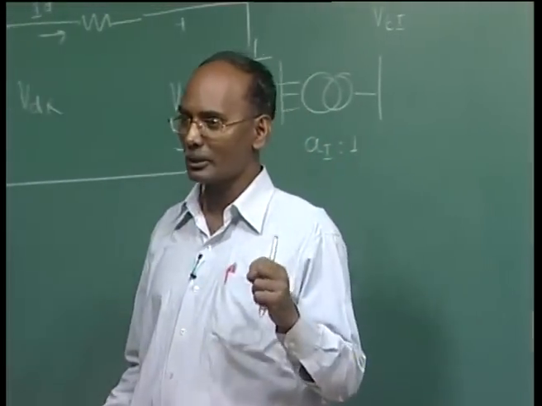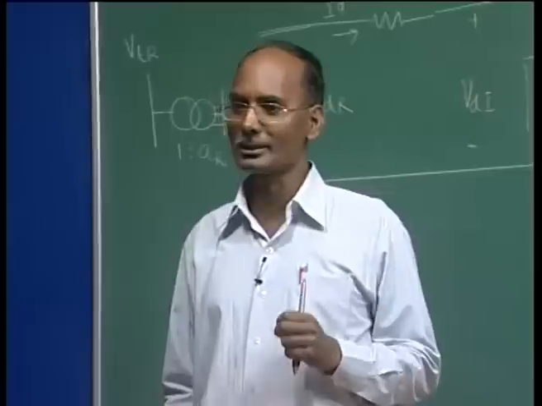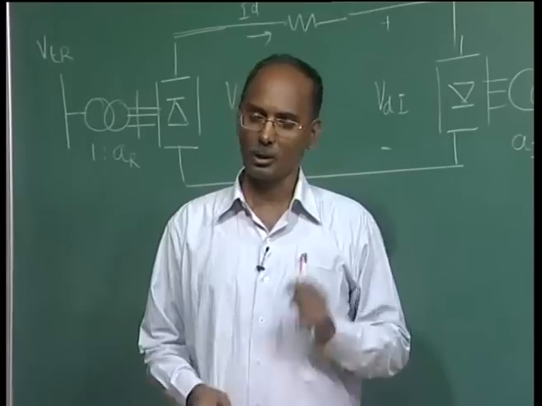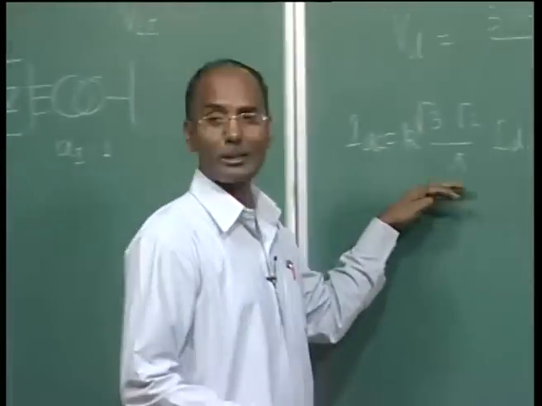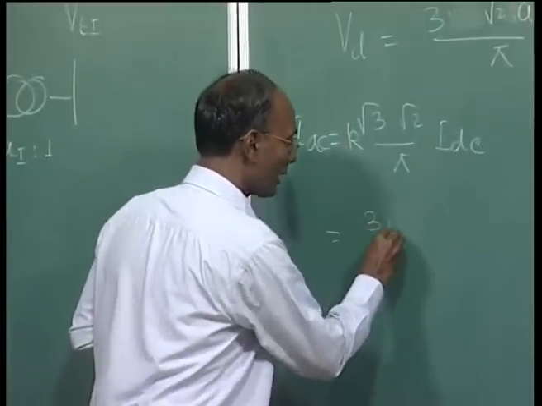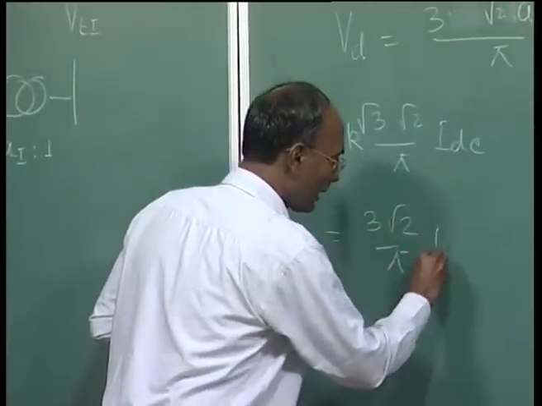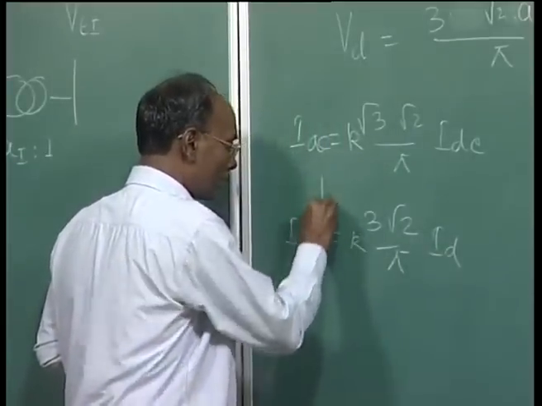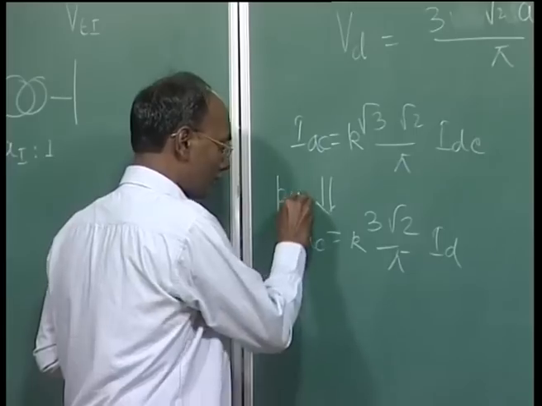But if you are writing in terms of per unit, then it will be different. Now, come to the per unit first, then we will derive why we are getting this. Our aim should be to get here 3 root 2 divided by pi I D, K will be there, I C. We want this in the PU system.